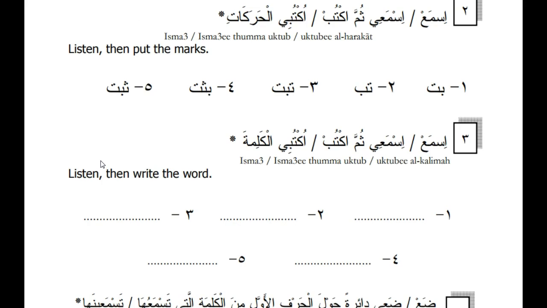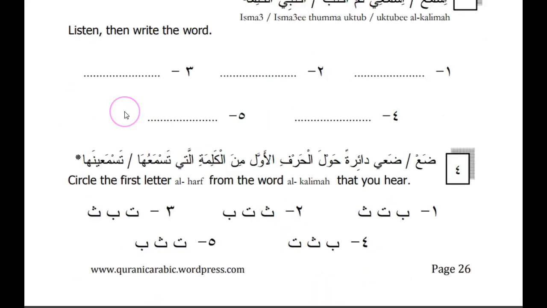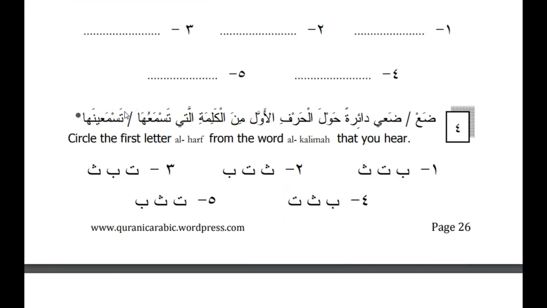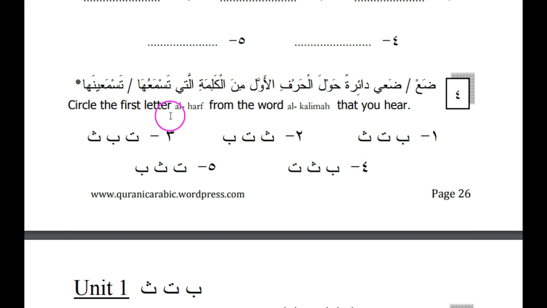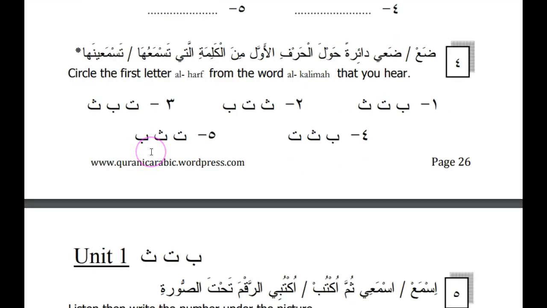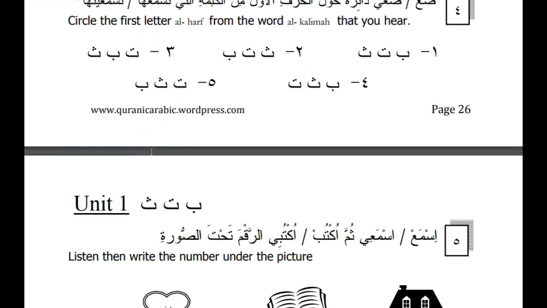Okay, so you can write what you just heard in this space, or simply add the marks on top and beneath if necessary. Circle the first letter, yani letter in Arabic al-harf, from the word in Arabic al-kalima, that you hear. So basically, I will create words with these letters, and then the first letter that you hear, you circle it. So let's start.